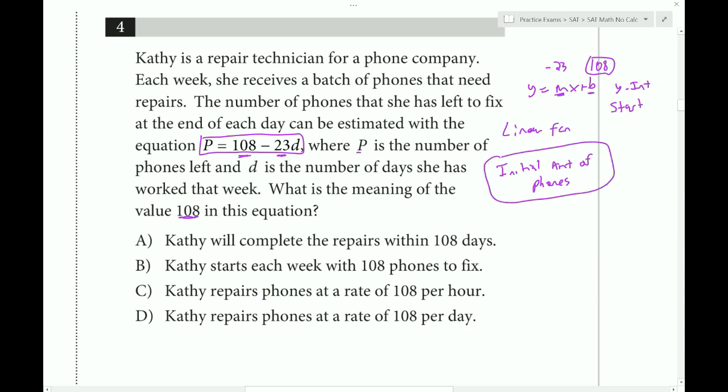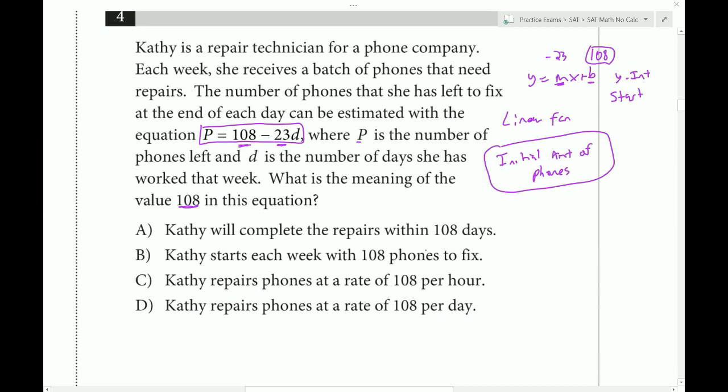So let's see. It's a number of phones, not a number of days. So A is out. Starts the week with 108 phones to fix. That's a very strong candidate. Repairs phones at a rate of 108 per hour. Notice the unit would be phones per hour, which is a rate, which we would see for the slope, not for the y-intercept. Repairs phones at a rate of 108 per day. So this is actually more like what we would see for the slope, since it has the right time unit here. But again, that is not what we're looking for. So answer choice B is correct.